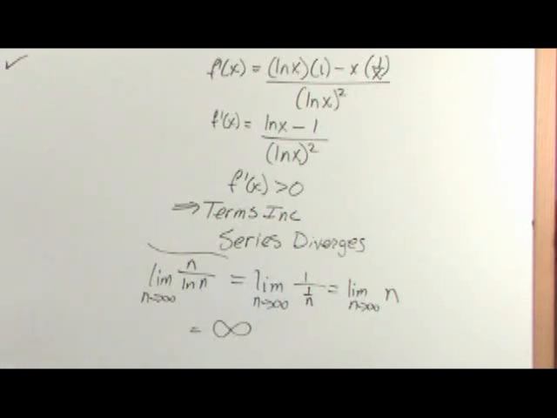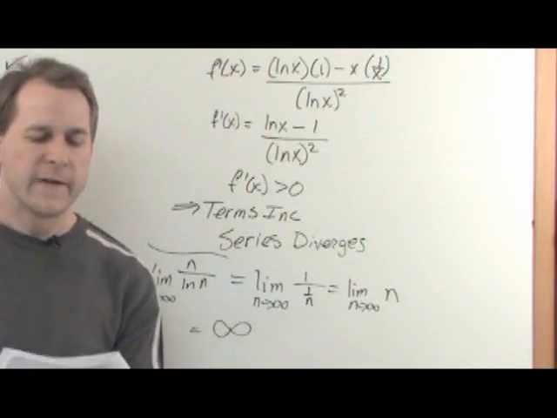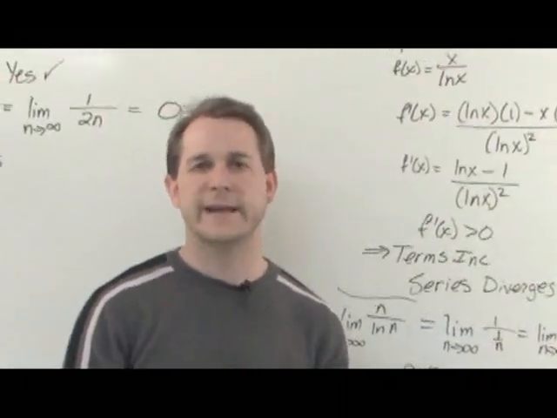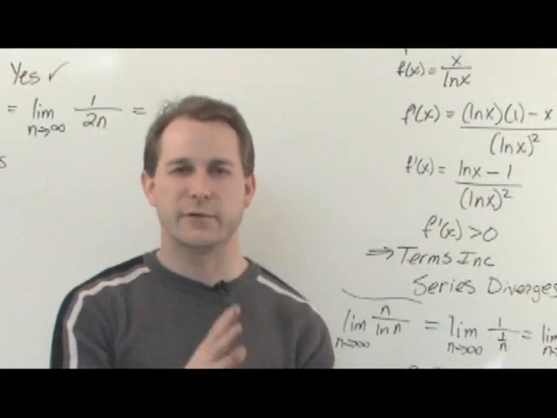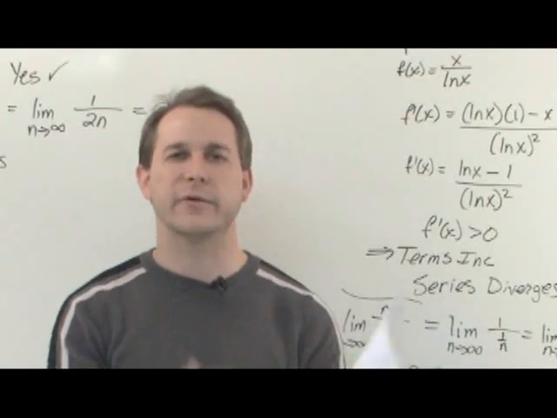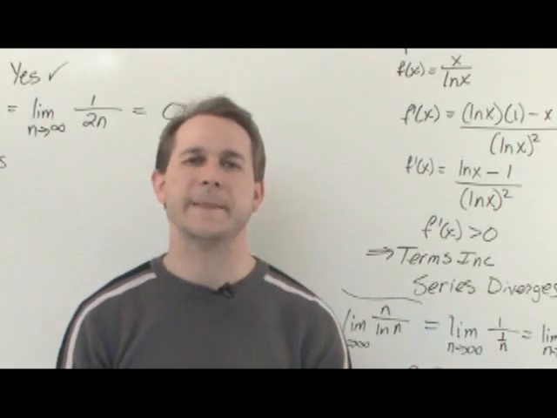So the terms must decrease and they must converge to 0 in order for the alternating series to converge. So the alternating series is a series that has elements that add, subtract, add, subtract, add, subtract. So they're alternating in sign. That's why it's called that. It's a pretty simple test.